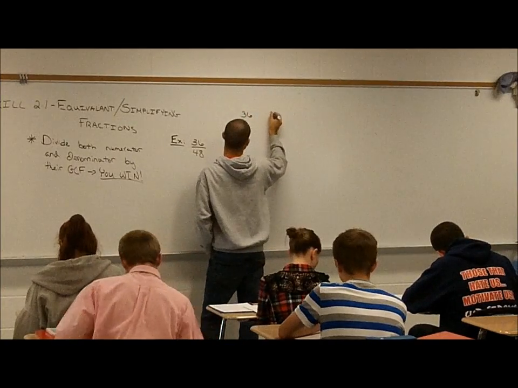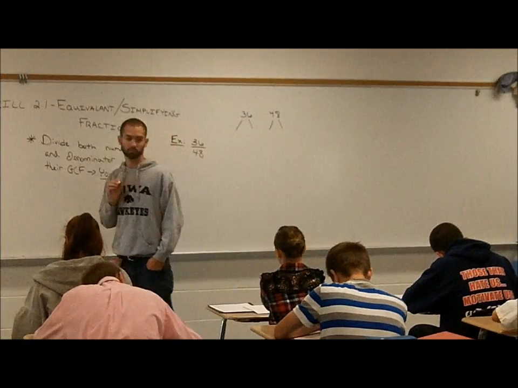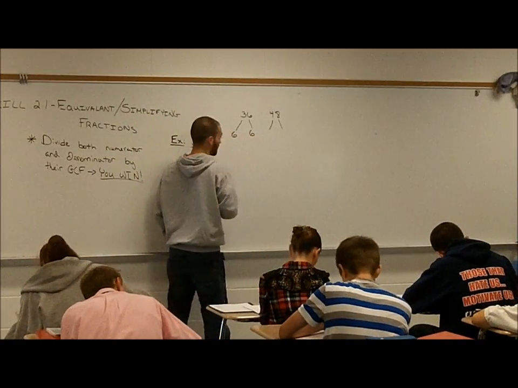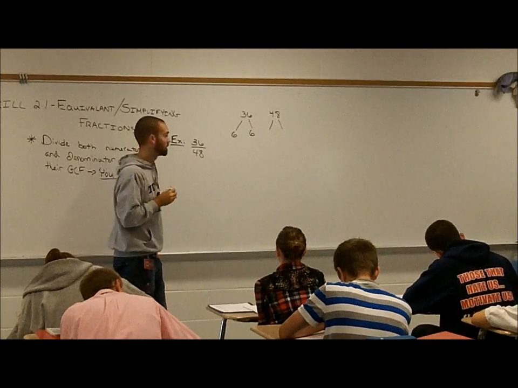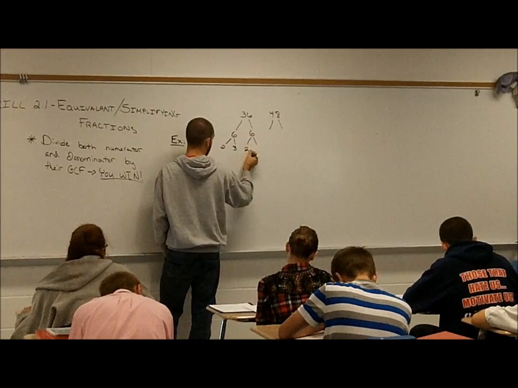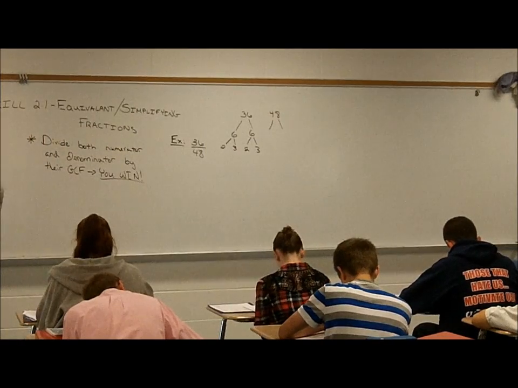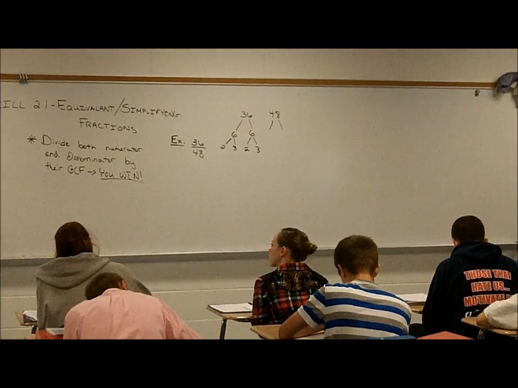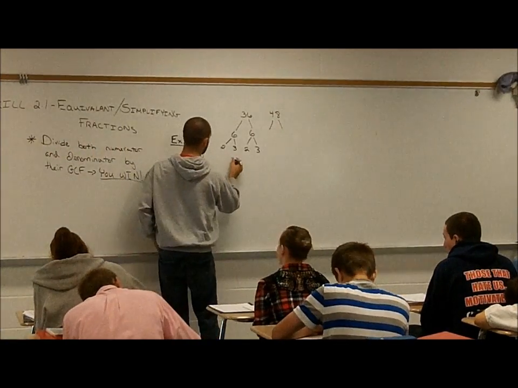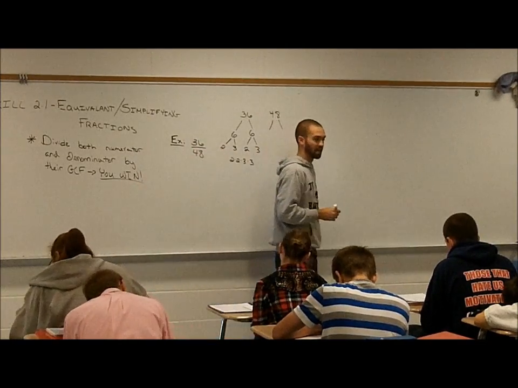So we have 36, we have 48. What can we do for 36? 6 times 6. And then what can we break it down into? 2 times 3. And 2 times 3. Now, do I want the prime factorization, or do I just want all the numbers written out? I just want all the numbers written out. So, 2 times 2 times 3 times 3. Okay? Now I gotta do 48.